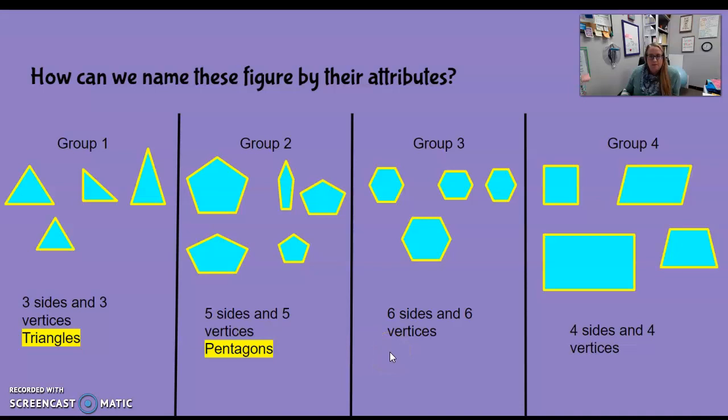All right, I want to see everybody's X. Because a 6-sided figure and 6 vertices has 6 sides. It's a hexagon. And this last one is the longest word we have. What is a 4-sided figure called that has 4 sides and 4 vertices? It is a quadrilateral. Those are all really important words to know.